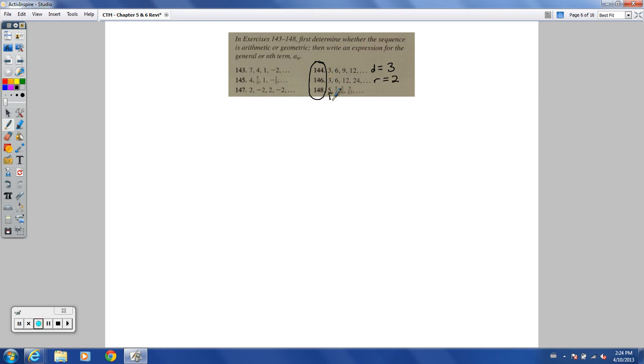You can think of 5 as 5 over 1, and so I notice this one, you're multiplying by, looks like 1/3 on the bottom each time. 1/3 times 1/3 would give you that, times 1/3 would give you that again. So here's what we got. The first one is arithmetic, the other two are geometric. 144 then, we're going to use our formula, which was for arithmetic.